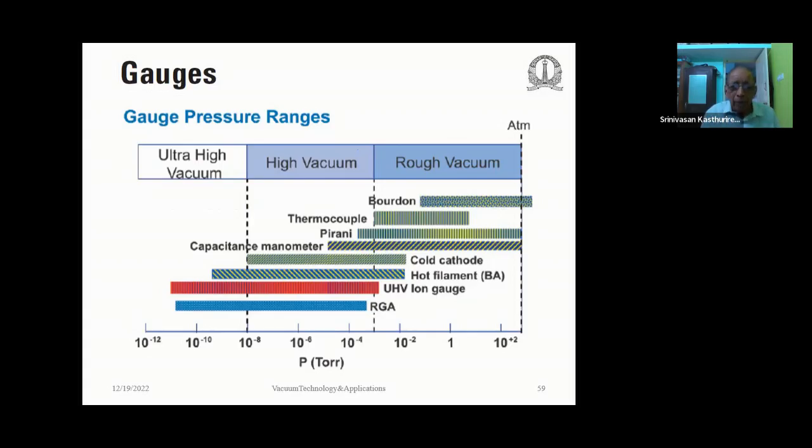Let's go back again. We start with rough vacuum, then high vacuum, then ultra high vacuum. In the rough vacuum, you use Bourdon gauges. Then you also use thermocouple and Pirani gauges. Capacitance manometers are also useful for rough vacuum measurements. When you come to high vacuum, you use cold cathode gauges and hot filament gauges, and then for ultra high vacuum, ion gauges. You can also use a residual gas analyzer as one of the gauges for measurement of pressure.